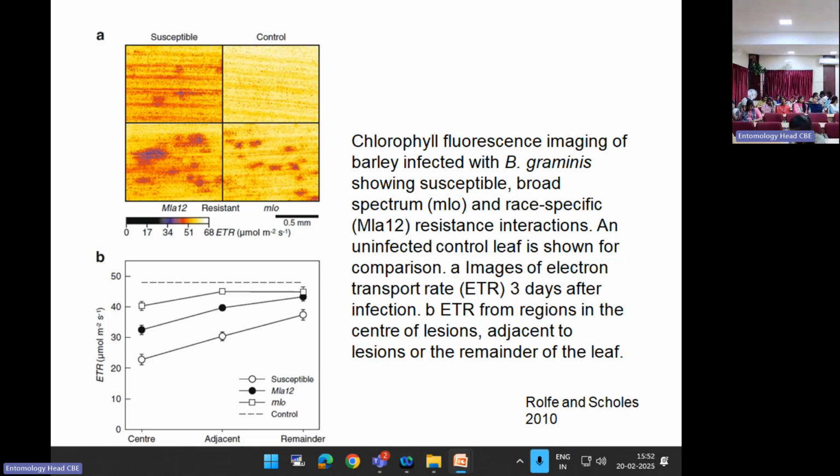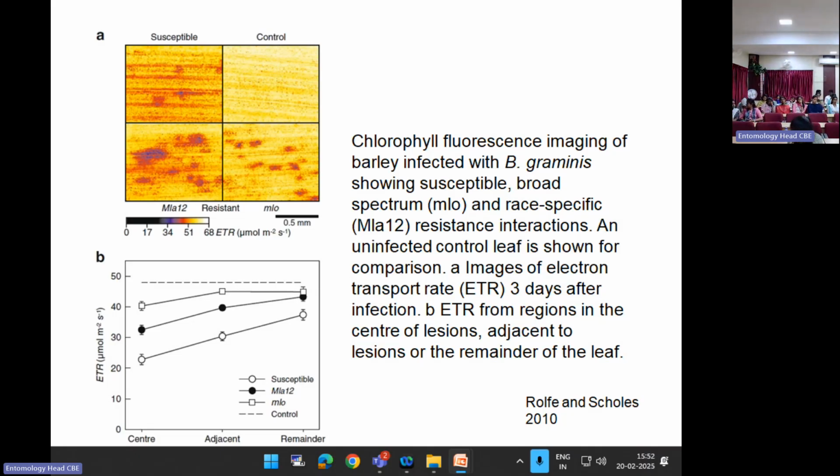This is one of the classical examples where chlorophyll fluorescence imaging was done in barley infected with the B. graminis pathogen. It's a broad spectrum MLO, race specific. Here this is a control and this is a susceptible one, and this is the numerical data in graphical representation. You can see that in the control, electron transport is quite normal and going on in the correct way, whereas in the susceptible, disease affected plants there is a lot of deviation from the control.